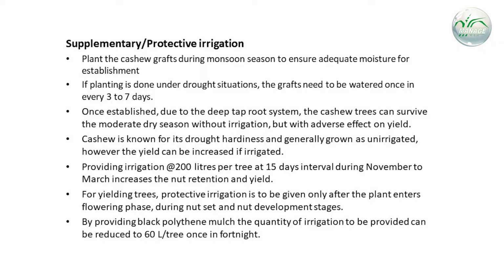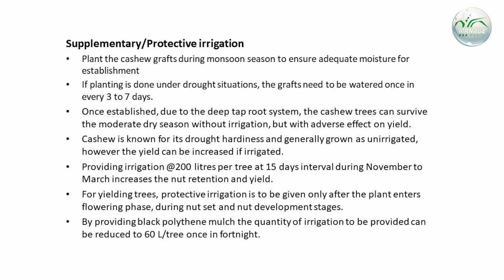Supplementary or protective irrigation. Plant the cashew grafts during monsoon season. The grafts need to be watered once in every 3 to 7 days. Once established due to the deep taproot system, the cashew trees can survive the moderate dry season without irrigation but with adverse effect on yield. Cashew is known for its drought hardiness and generally grown as unirrigated. However, the yield can be increased if irrigated.